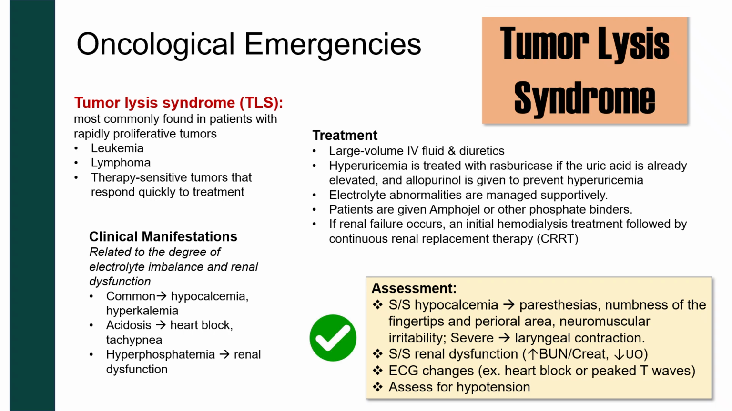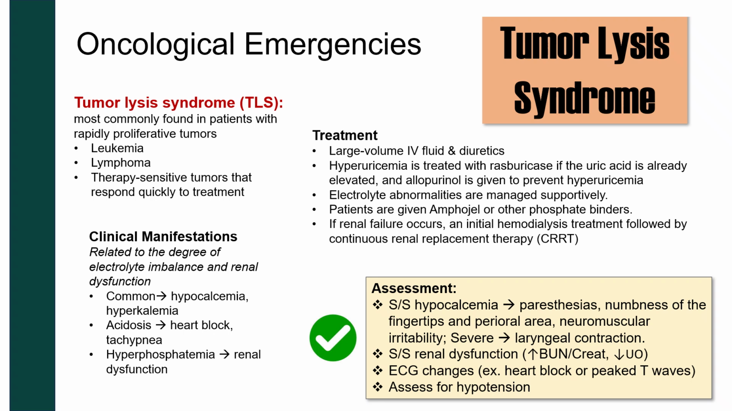So most common is going to be hypocalcemia and hyperkalemia. So when you think of tumor lysis syndrome, you want to think of hypocalcemia and hyperkalemia. So low calcium and high potassium. Patients will often go into acidosis as this becomes more and more severe, and we can see heart block on the cardiac monitor and tachypnea. Patients also experience hyperphosphatemia. Remember, phosphorus and calcium have an inverse relationship, and this can lead to renal dysfunction. So we are going to monitor kidney function.